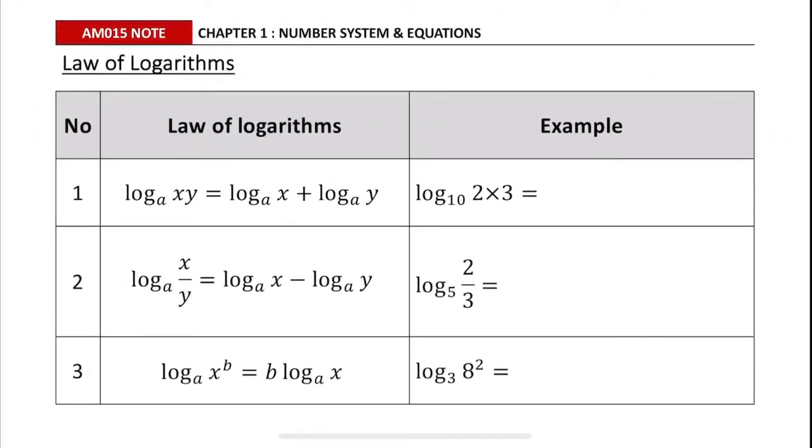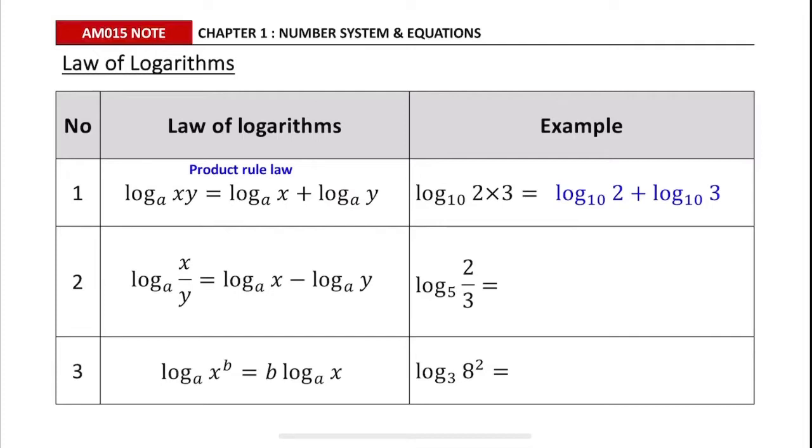We always use the law of logarithms to simplify and solve equations involving logarithms. The three main laws are stated here. The first law is the product rule, where log base a of xy equals the sum of two logarithms, which equals log base a of x plus log base a of y. The example is log base 10 of 2 multiplied by 3, which equals the sum of log base 10 of 2 and log base 10 of 3.